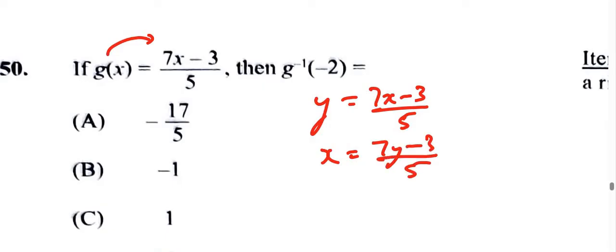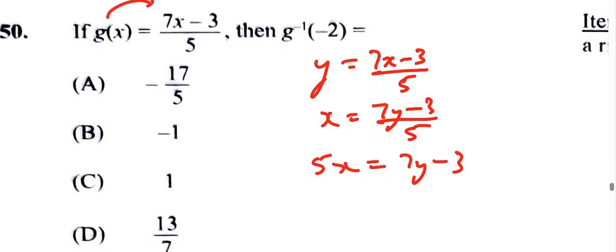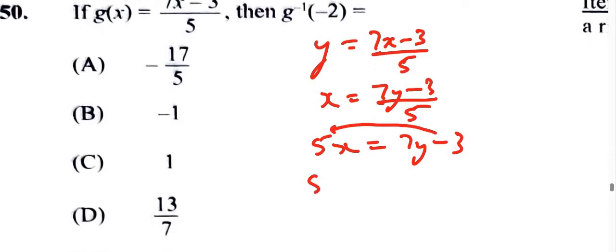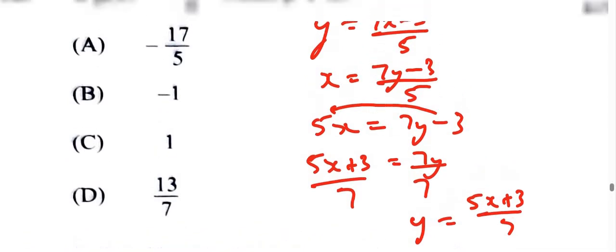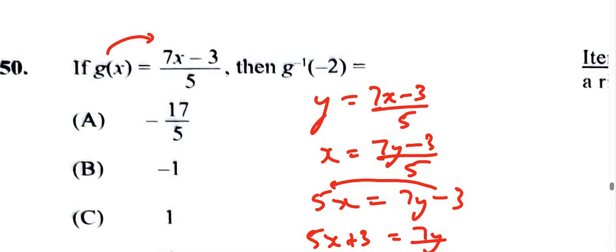Now that we've exchanged x and y, we're going to make y the subject. So we transfer the 5, with 5x equals 7y minus 3. Trying to isolate y, we're going to remove the minus 3. So we get 5x plus 3 equals 7y, and then we divide by 7. And so we have y equals 5x plus 3 over 7. Now that y is actually our g inverse of x, 5x plus 3 over 7.